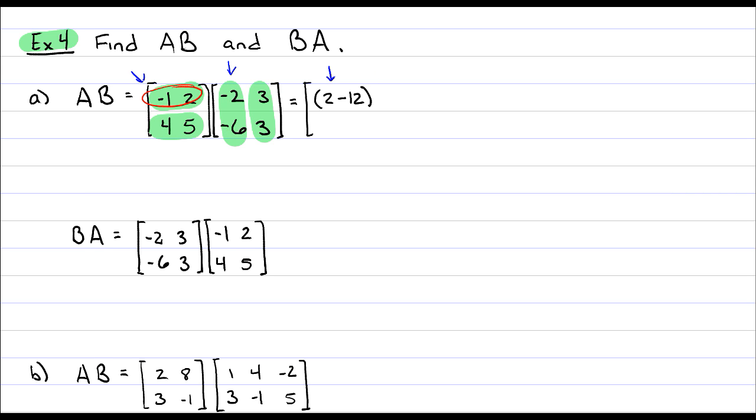Okay, so let me clean this up a little bit. To get the next entry, I'm still in the first row, but I now move over to the second column, so I'm going to use the first row of A, but the second column of B.